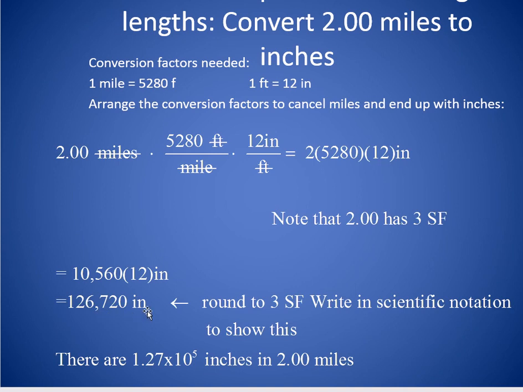1,206,720 inches. I need to write this with three significant figures because I started with three measured significant figures. So I would write this as, I rounded off to this spot right here, 1,207,000. Now I need to write that in scientific notation to show that it only has three significant figures. So I would write it as 1.21 times 10 to the 6th inches in 2.00 miles.